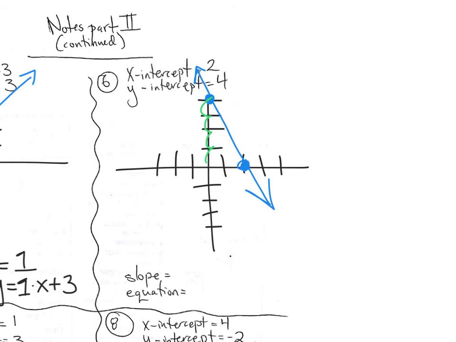Then we can go 1, 2, 3, 4 down and 2 to the right, so for our slope we get -4 for the rise and 2 for the run. If we divide those, -4 divided by 2 is -2. For our equation, again, we're just saying y equals slope times x plus y-intercept.